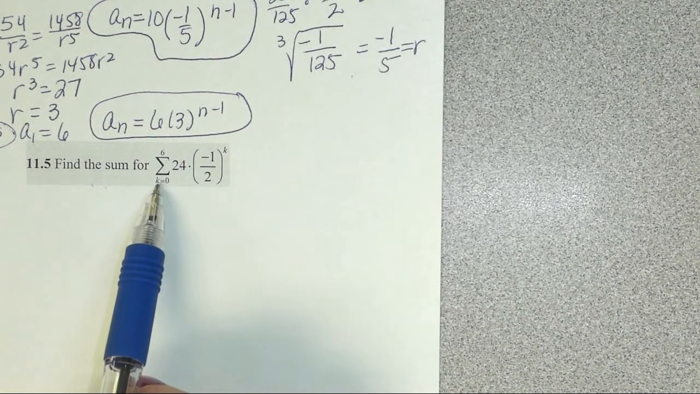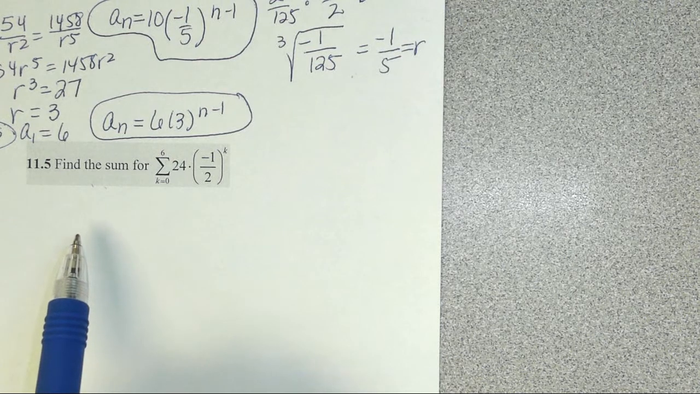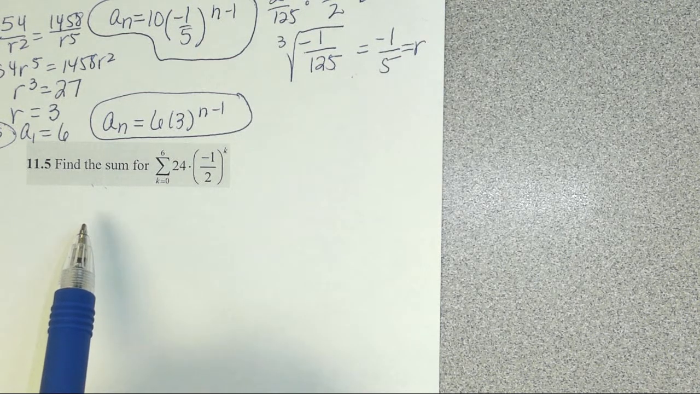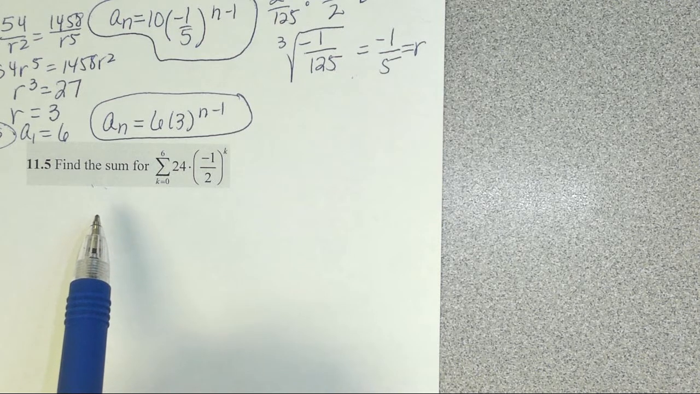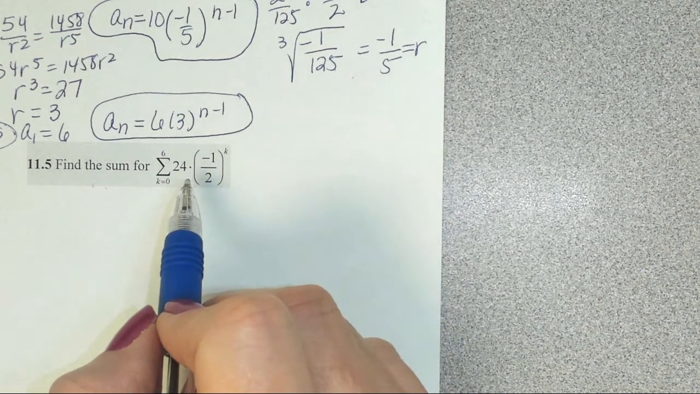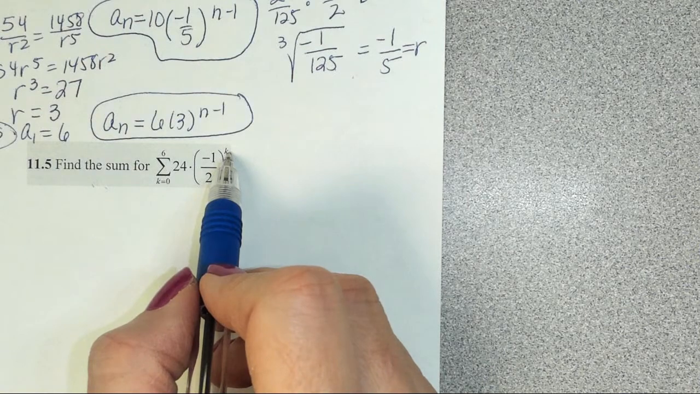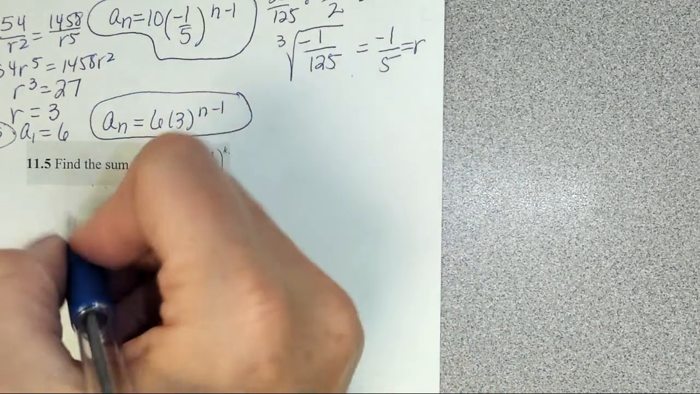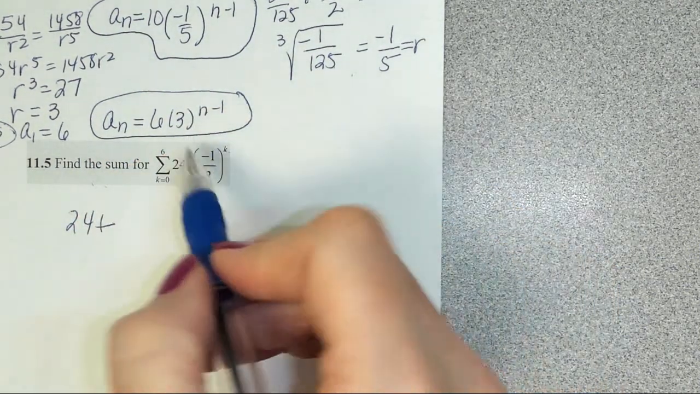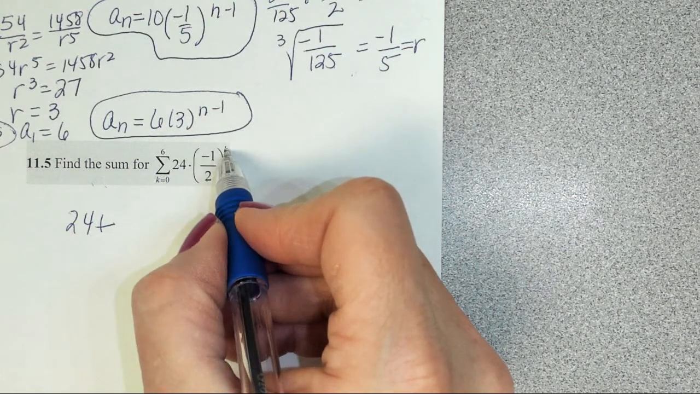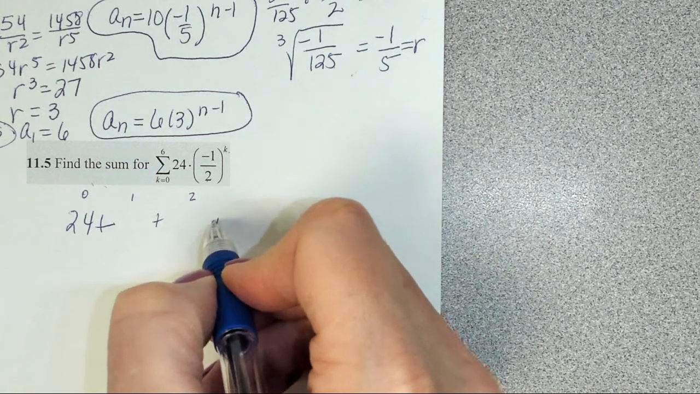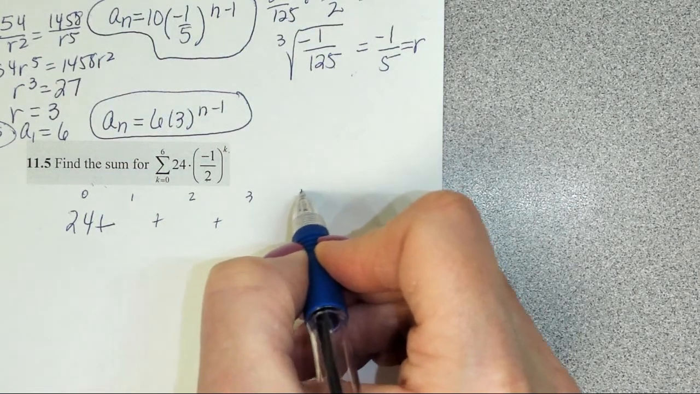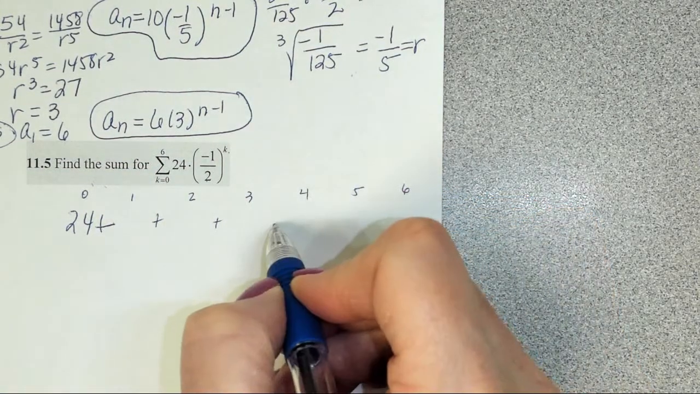Find the sum for k equals 0 to 6. All right, you can certainly use your calculator on this. But sometimes it's not so bad just to substitute in the numbers. What is anything to the 0 power? So my first number is 24 plus. Now I'm going to have negative 1/5. I'm going to plug in 1. So this was when I plugged in 0. I have to plug in 1. I have to plug in 2, 3, 4, 5, and 6.